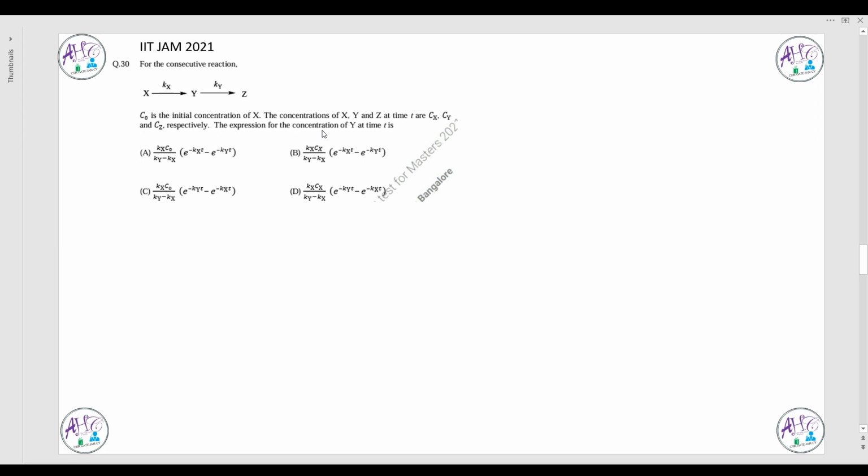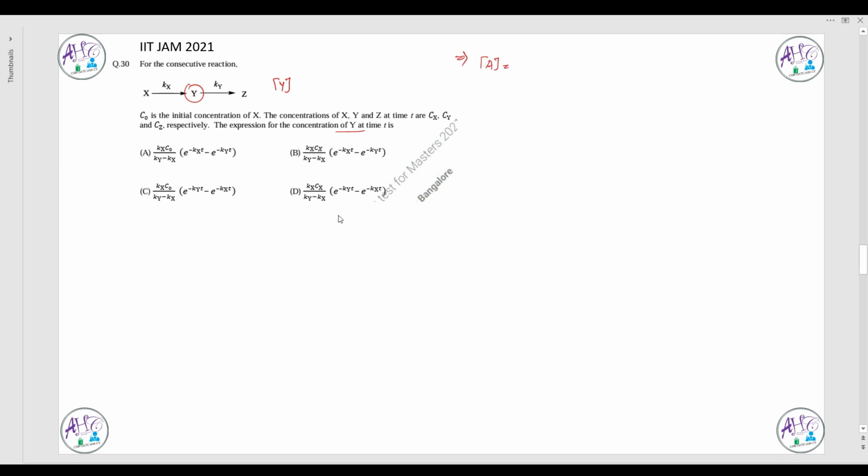So here they have given consecutive reactions. So after giving the consecutive reactions, they have asked us to find out the concentration of Y. So this is kind of a straightforward question. You cannot fully solve this, because this involves a lot of differential equations.